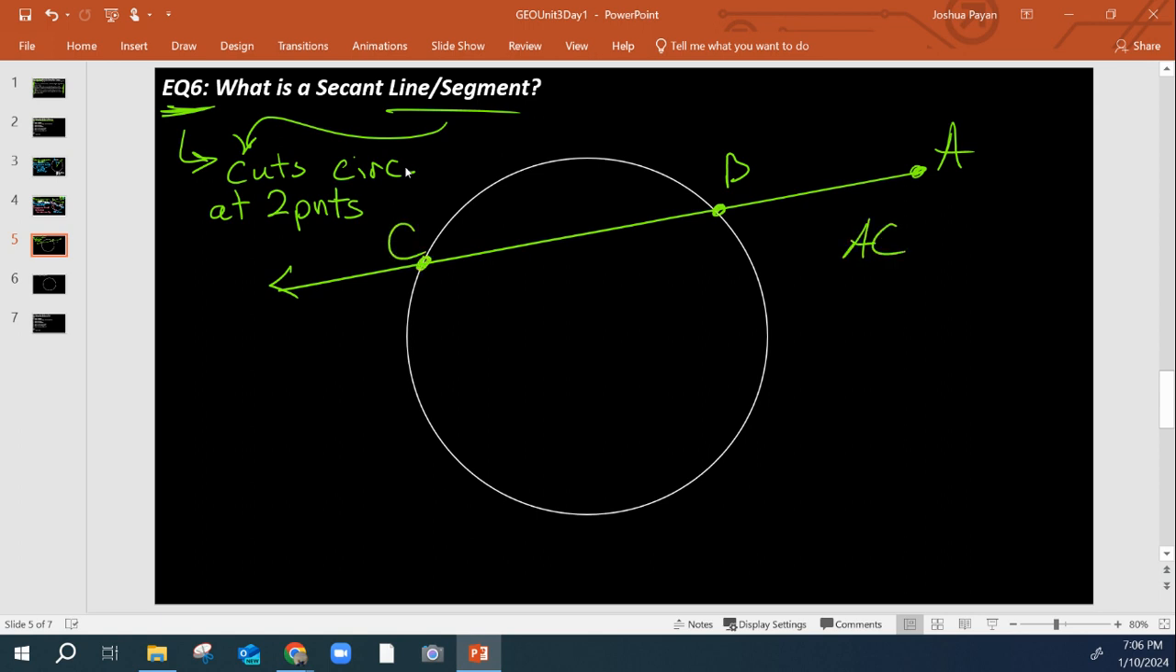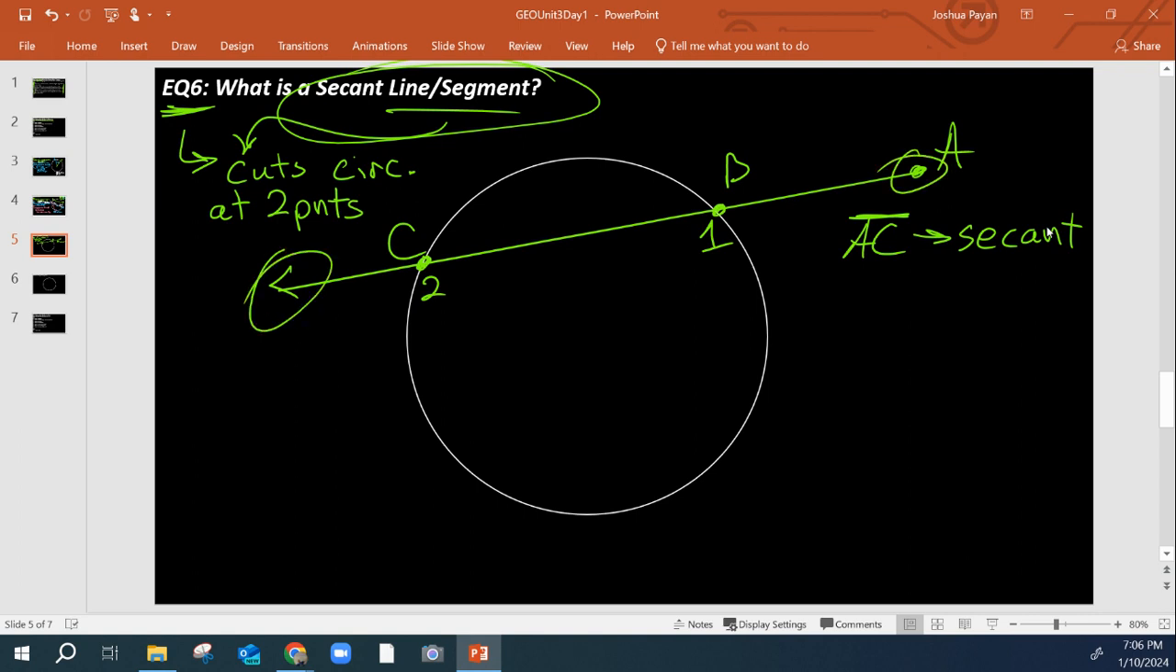Well, segment AC would be considered secant to the circle. Why? Because it cuts the circle at 2 points. It cuts the circle at 2 points. Therefore, it is a secant line or segment. In this case, this is a secant ray, right? Because it has a start and no finish. Okay, so secant's relatively easy to understand.